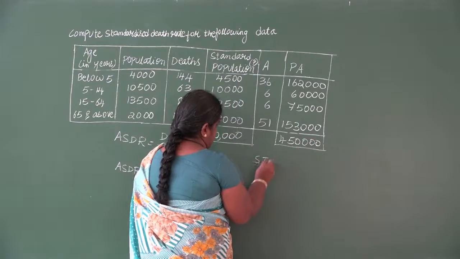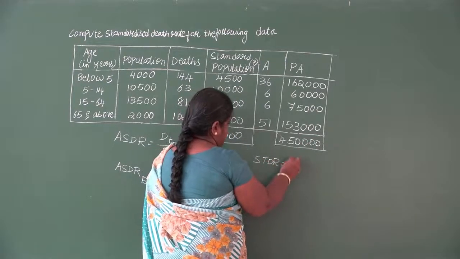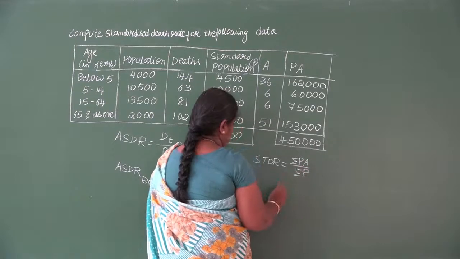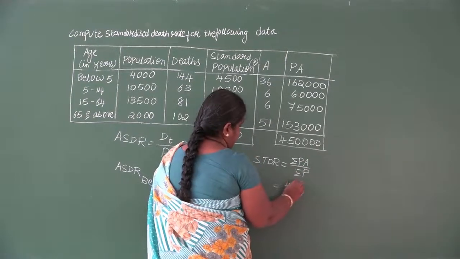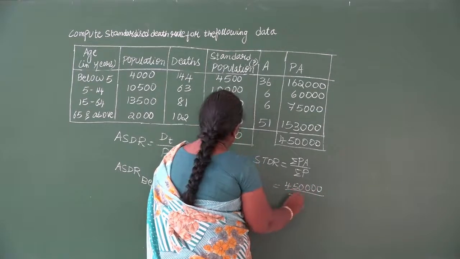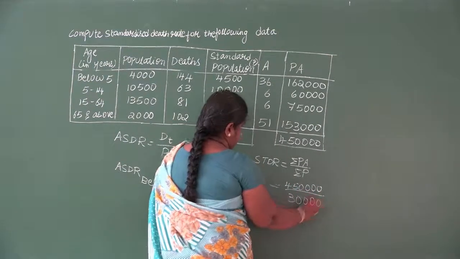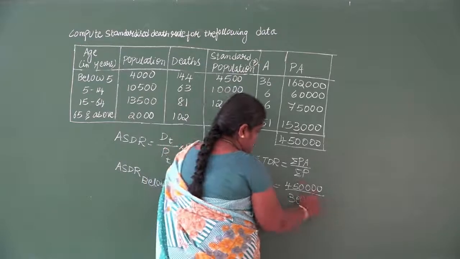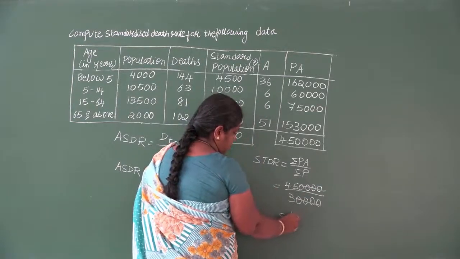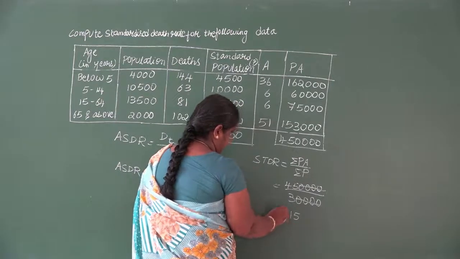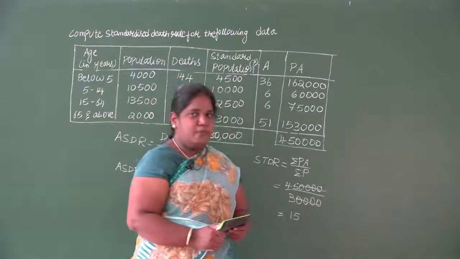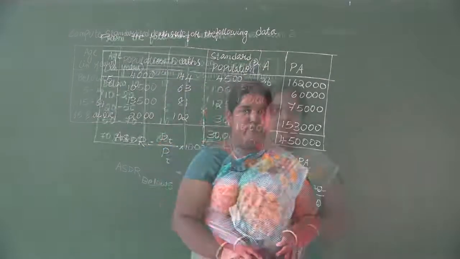Now use the standardized death rate formula, which is sigma PA divided by sigma P. So 4,50,000 divided by 30,000. You can cancel the zero terms. We'll get it as 45 divided by 3. So the answer is 15. So the standardized death rate for this particular population is 15.